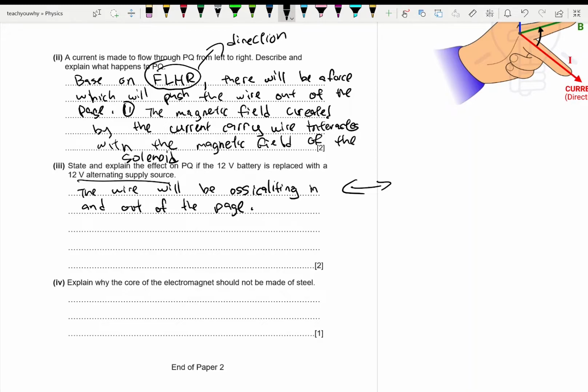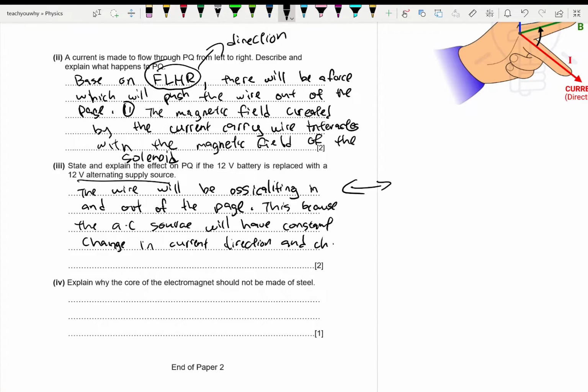Alright, then this is because the AC source will have constant change in current direction and change in direction of the magnetic field, which constantly changes the force acting on the wire.